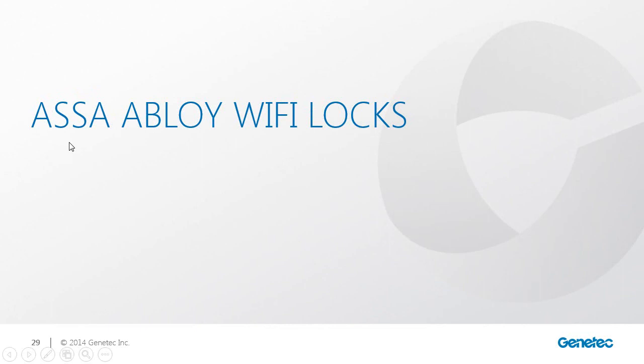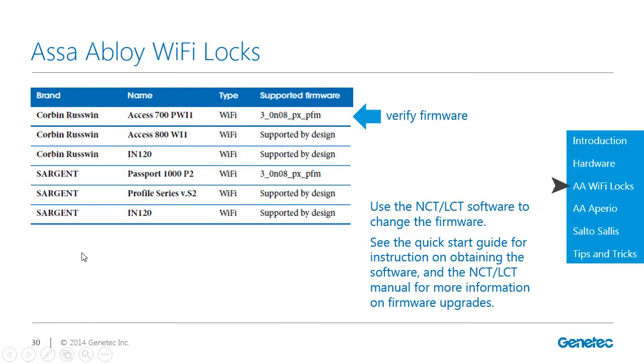Okay, so let's get into some of the actual configuration now, starting with the Assa Abloy Sargent and Corbin Russwin Wi-Fi locks. The first thing we'll want to do is check the firmware on the actual lock hardware and make sure it's on something compatible with the SMC. Take a look in the integration guide for the Assa Abloy IP locks on the GTAP for the version of the SMC that you're using, and then within that guide verify the firmware version for the lock that you're using.